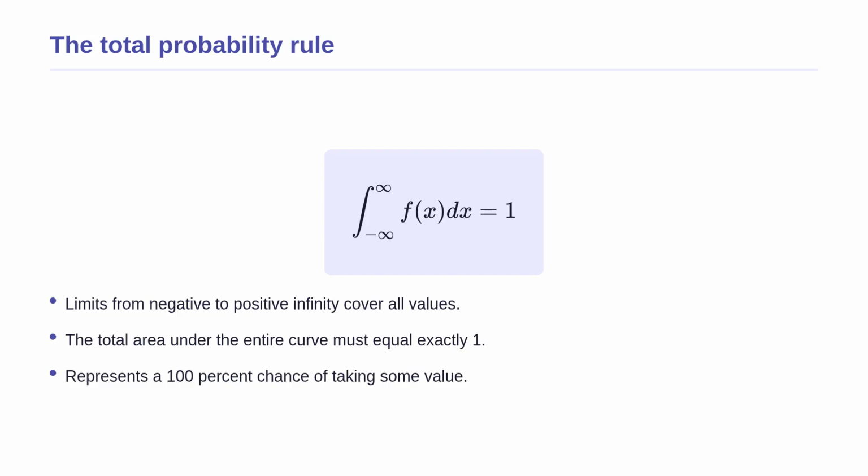This formula we just saw leads us to a fundamental rule for all continuous random variables. If we integrate our probability density function from negative infinity to positive infinity, we are calculating the total area under the entire curve. This result must always equal exactly 1. In plain English, this means there is a 100% chance that the random variable will take on some value in its possible range. If the area is not exactly 1, the mathematical model is invalid.